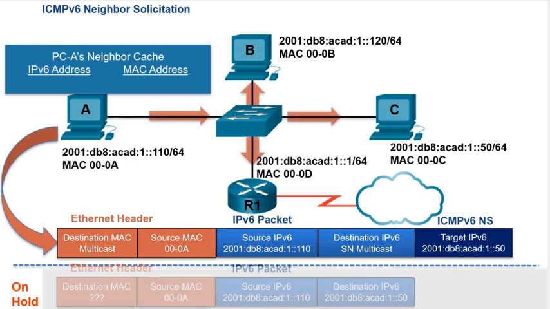The ICMPv6 neighbor solicitation message is forwarded by host A and received by the switch. The switch will flood the Ethernet multicast frame out all ports except the incoming port. Host B receives the Ethernet frame.